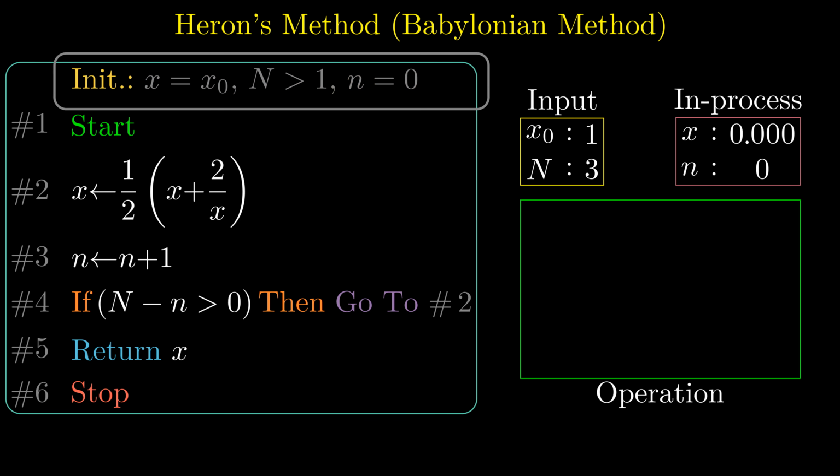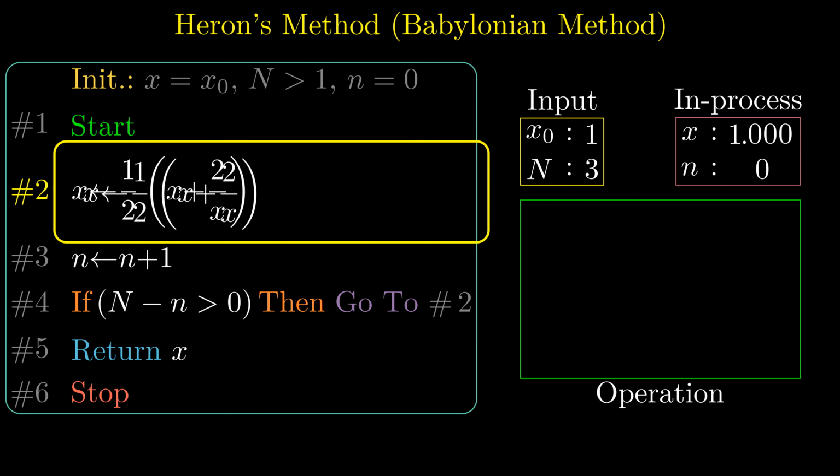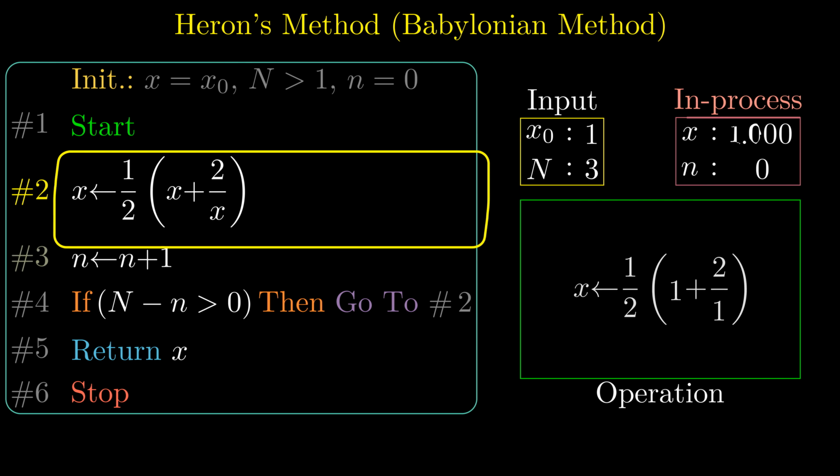In conjunction with this powerful convergence behavior, we will set the maximum number of iterations to just 3. Then we start the algorithm. In the first iteration, a new value of x is determined in line #2 with the algebraic operation we devised before. Since our initial estimate is 1, our new estimate is updated to 1.5.